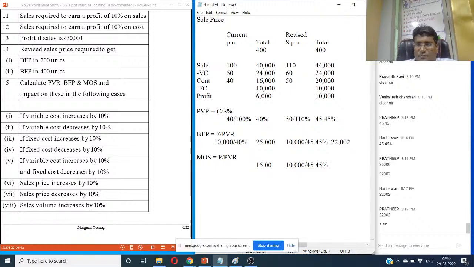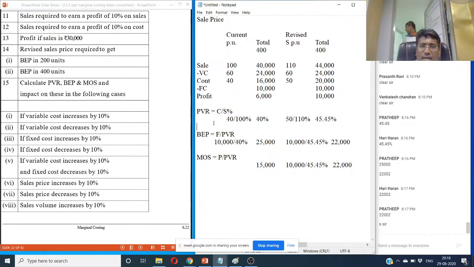Surprised. Because BEP and margin of safety should be equal to the total sales being 44,000. Okay, so it's a rounding off error. I'll round it off to 22,000 each. Good. This is called sales price change.